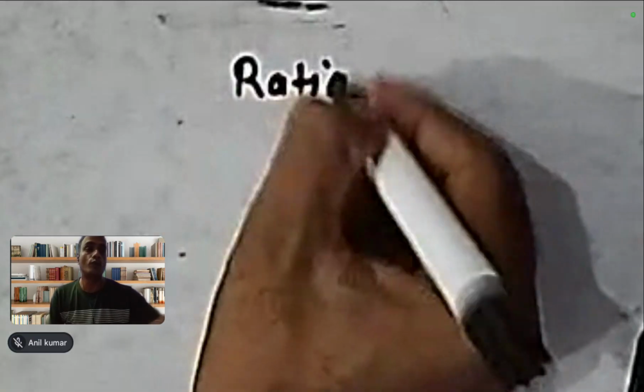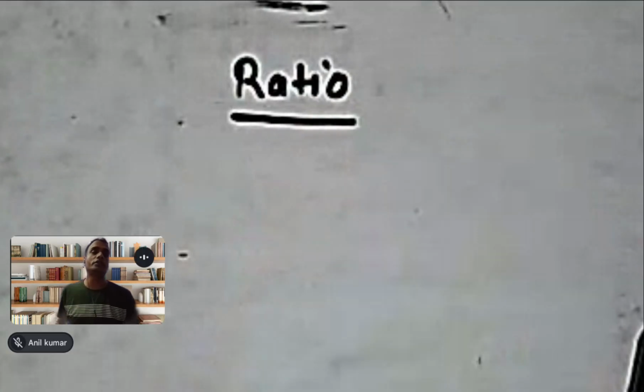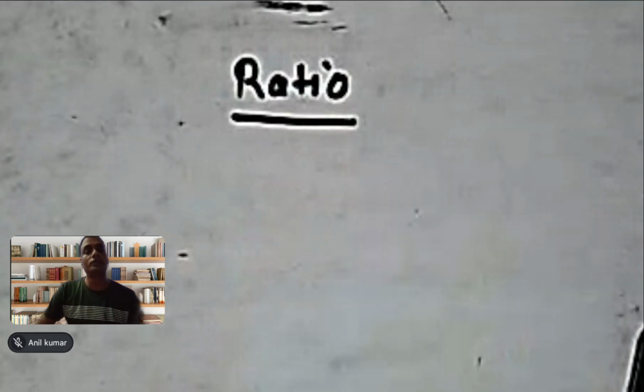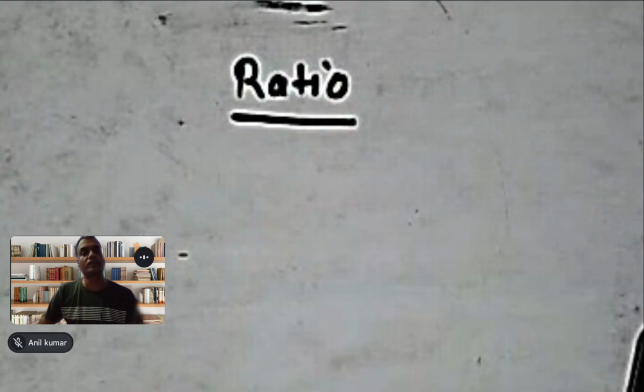So, students, today we will discuss the topic ratio. What do you mean by ratio? Ratio is simply the comparison of two similar data. When you compare, you will get a number, and that is represented in the form of ratio.